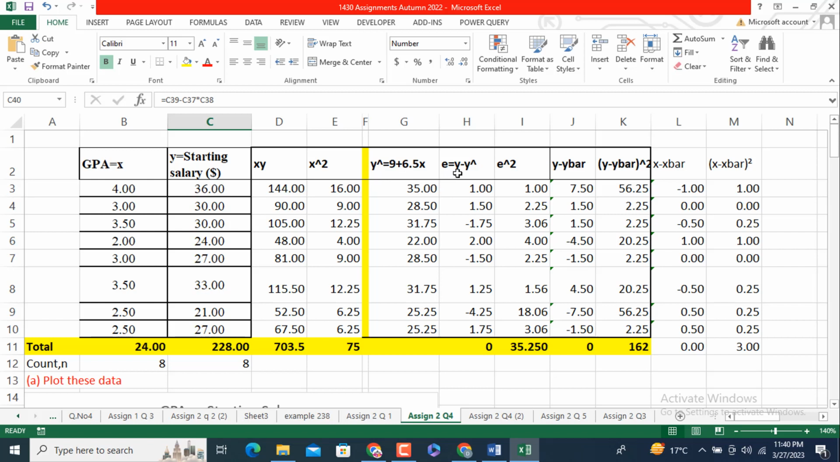Now I told you that e is equal to y minus y hat. So I will get the values of this column, and please note one thing: the sum of this e is equal to 0. Basically e is the deviation of the estimated values from the actual values, and one important fact is that the deviations from above the estimated line and below it, if you sum them up, are equal to 0. Take the sum of the squares of this column, and we will get 35.250. Leave this one.